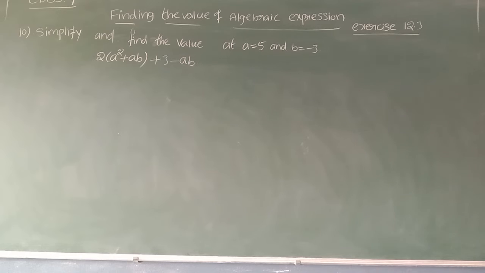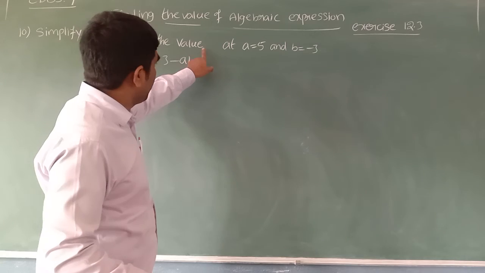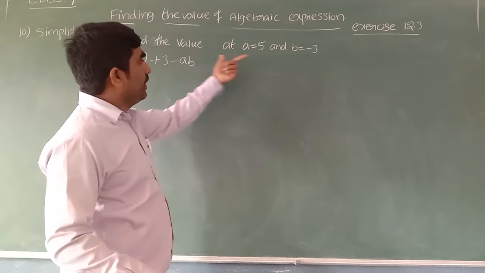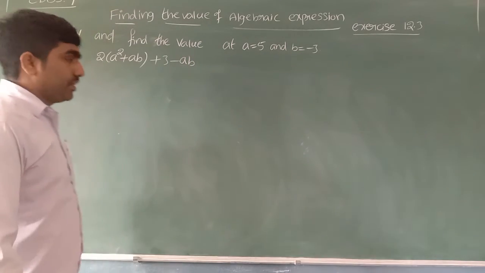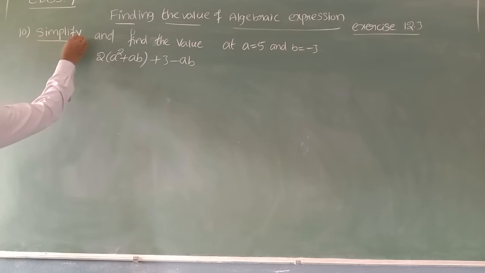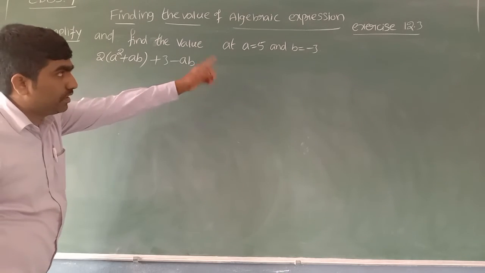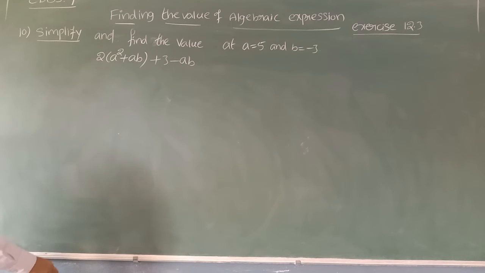Children, an easy one, the 10th problem, exercise 12.3. Simplify and find the value of this expression at a equal to 5 and b equal to minus 3. First we need to simplify, then after that we find the value at a equal to 5 and b equal to minus 3.